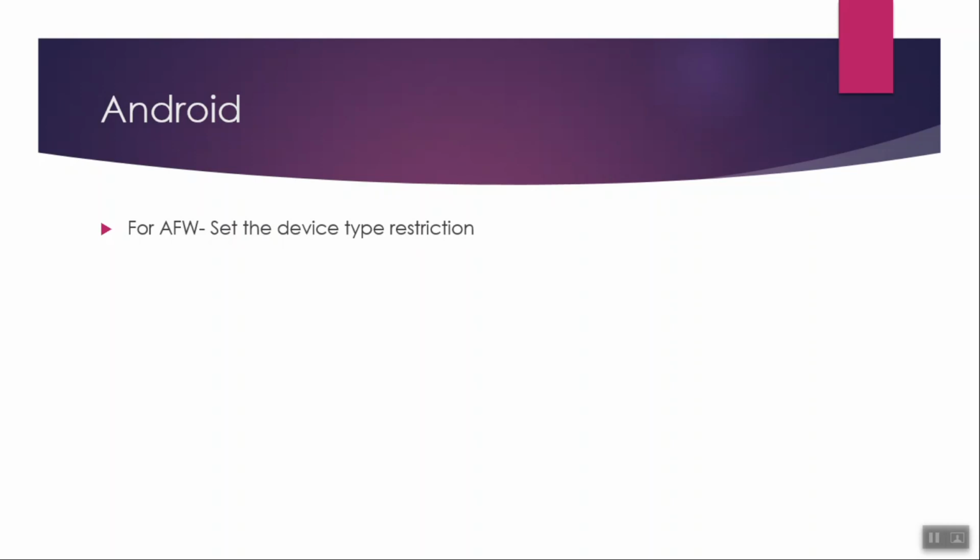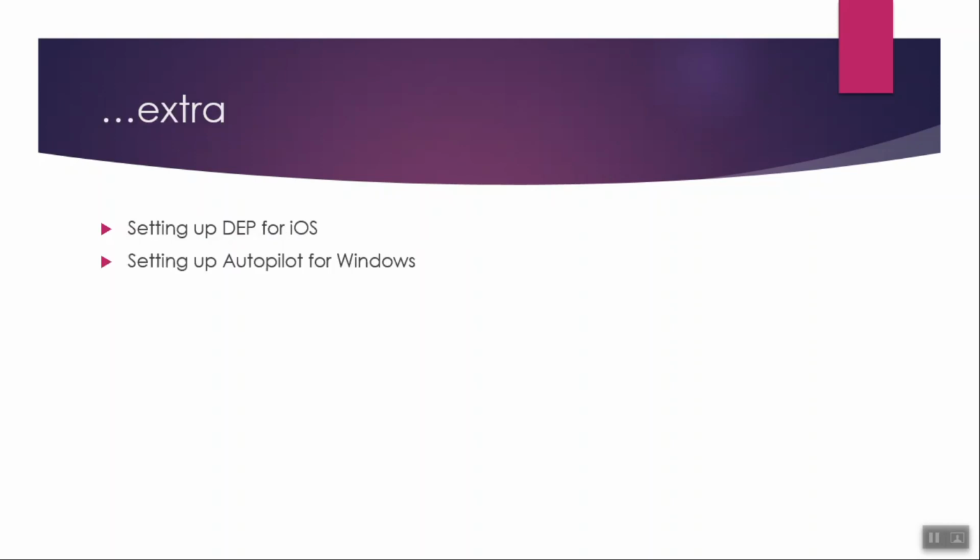Other than that, there are a few other functionalities which we can probably make use of. Like for bulk enrollment of iOS, we have something called DEP. You can refer to my other videos wherein I do a detailed deep dive on Apple DEP. But DEP is the Device Enrollment Program, which is used for bulk enrollment of iOS devices. So that is something which needs to be set up. It is not set up out of the box.